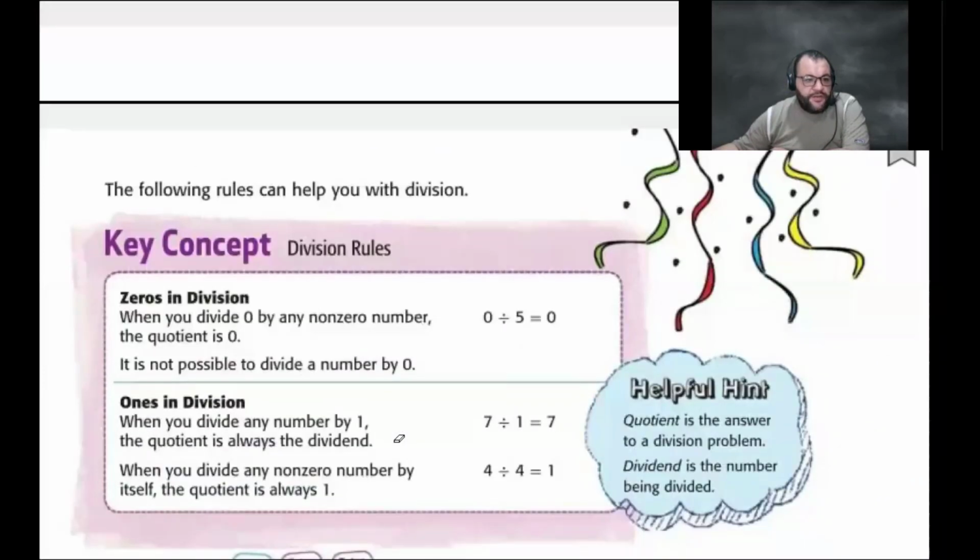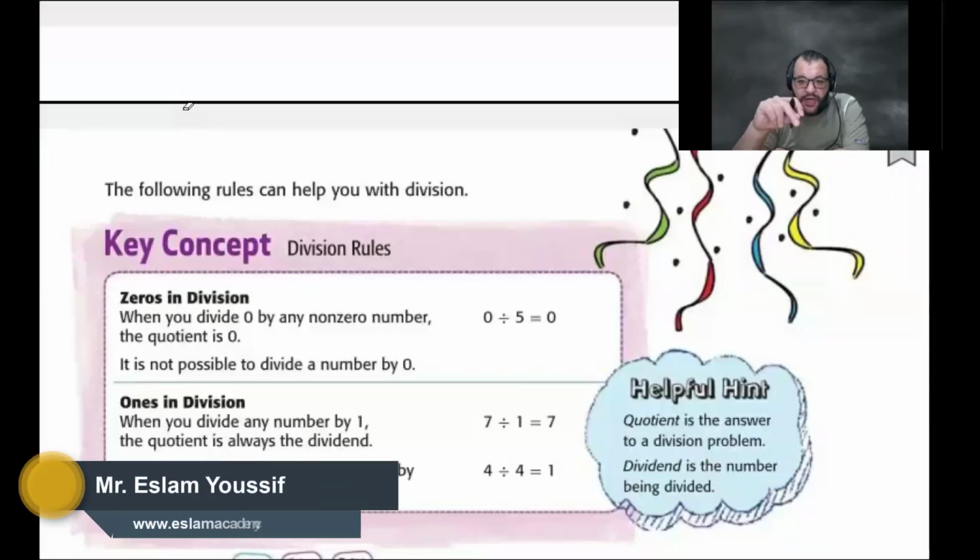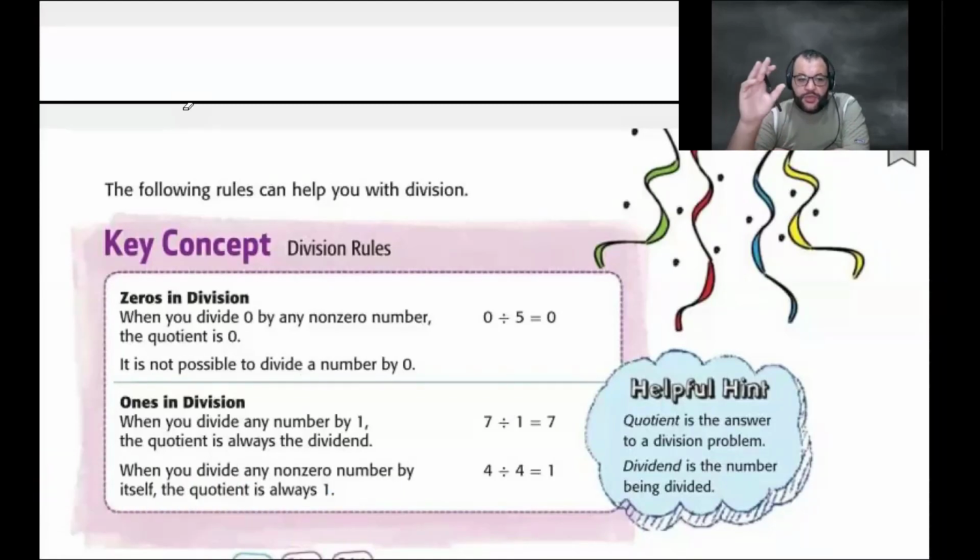So after that, we have the properties, which is division property. What is the division property that we have? The division property, which is zero in division. 0 divided by any number equals 0, except 0, because you can't divide any number by 0. That's called the division rules, which is 0 in division. If you divide any number by 1, the result will be the same.